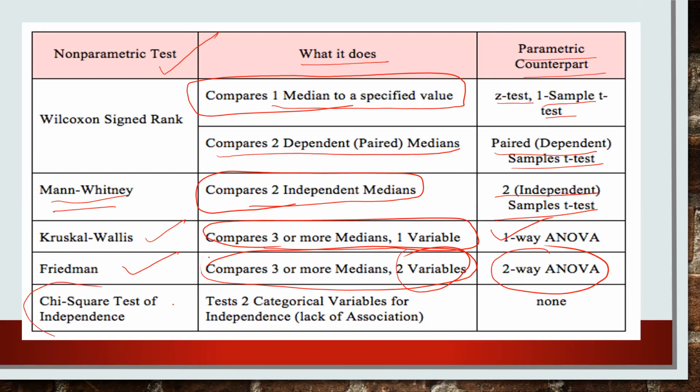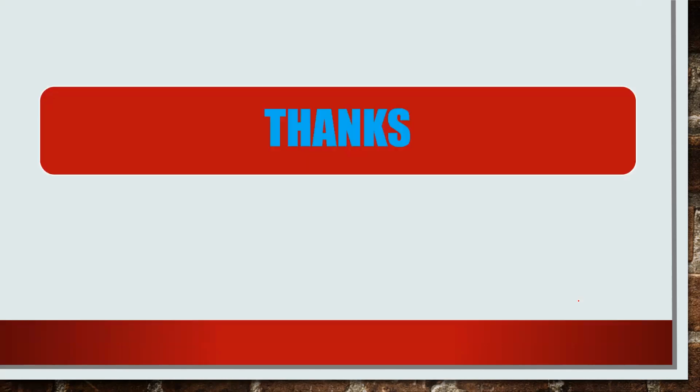And then there is one more thing, chi-square test of independence. It tests two categorical variables for independence and lack of association, and there is no such condition in the case of parametric test. So this is a small comparison, very essential for the basic things that we should know. What is the difference between parametric and non-parametric tests?